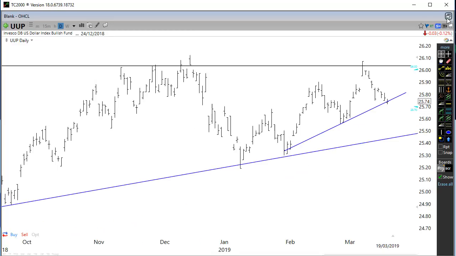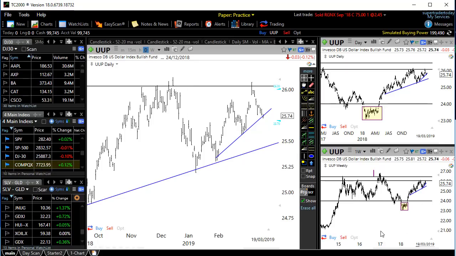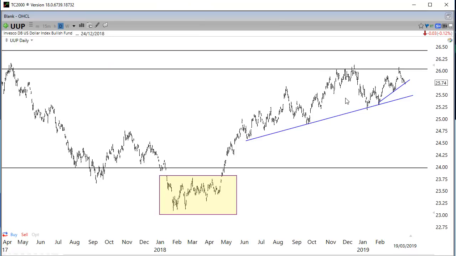Now, if we bring up the weekly chart, look at this weekly chart. Actually, let me bring up the big long-term chart, and look at this squeezing up, compressing into what I'd call an ascending triangle pattern, guys.